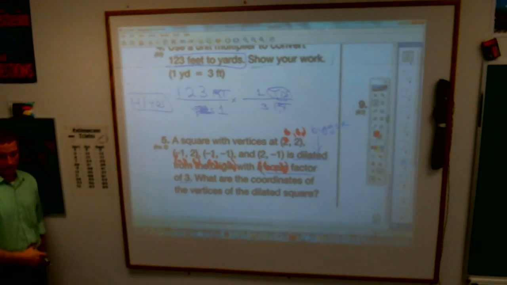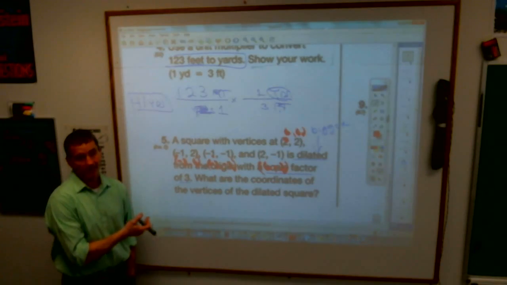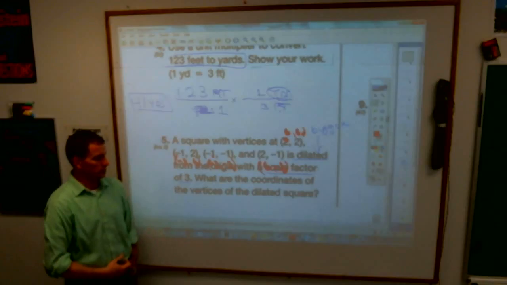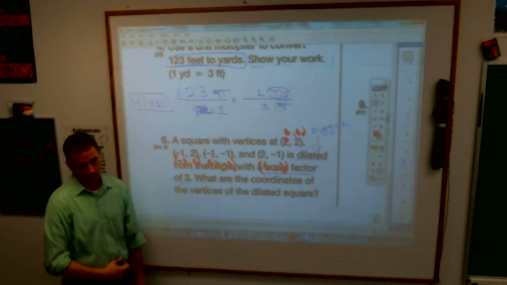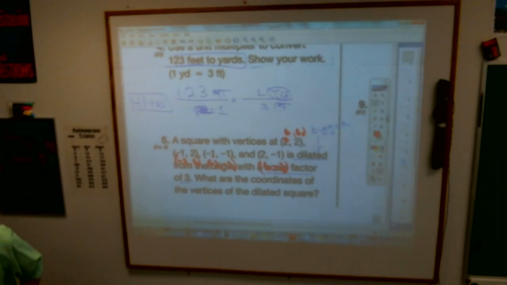Did I do something wrong? Yeah. Do we need to draw it? You don't need to draw that. Now, if it would ask you to find the area of both of those, then yes, because you gotta be able to see it. But if they just ask you what are the new coordinates, drawing would not be required for that.